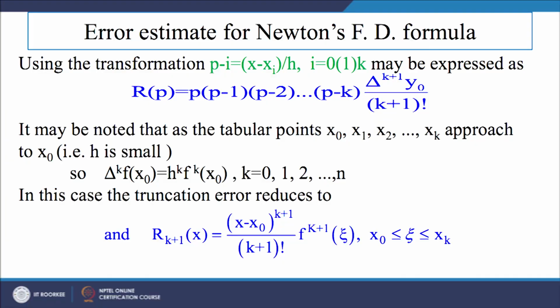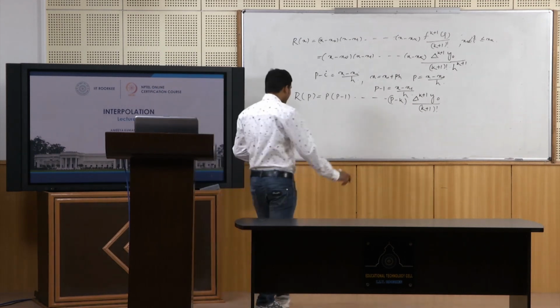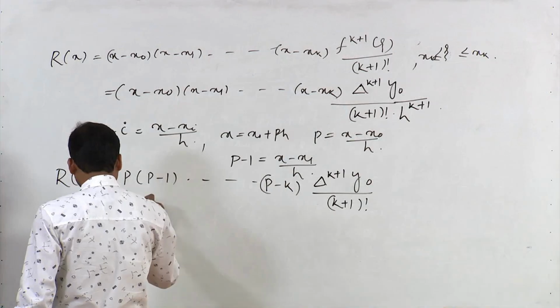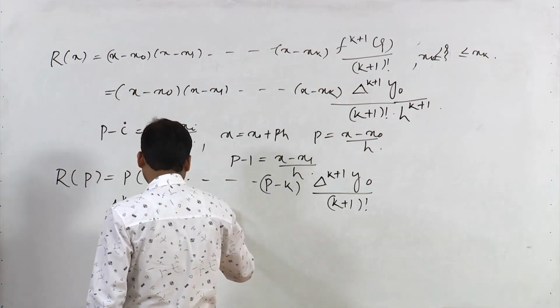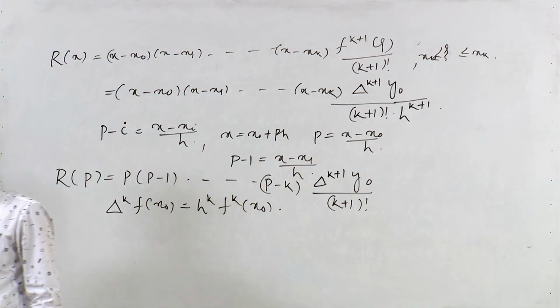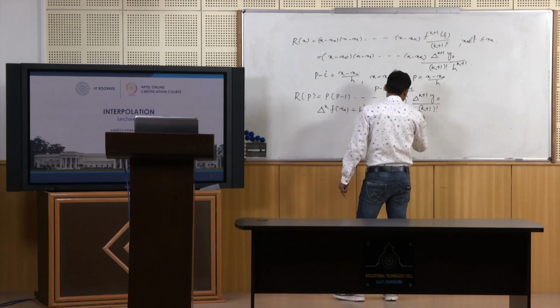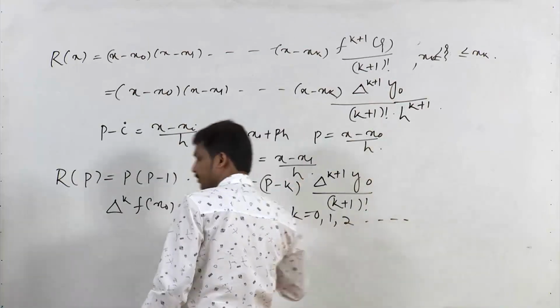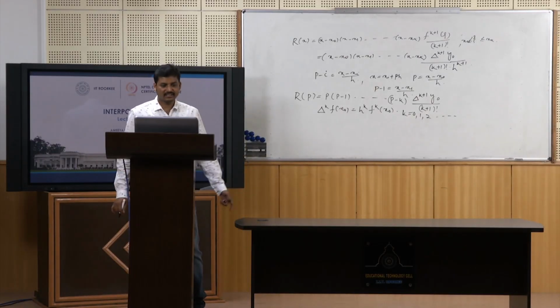And it may be noted that if all the tabular points x0, x1 to xk approach x0, suppose h is very small, then we can just say that del to the power k of f of x0 can be written as h to the power k f to the power k of x0, for k equals 0, 1, 2 up to any value. For a small h, we can write this formulation in this form.